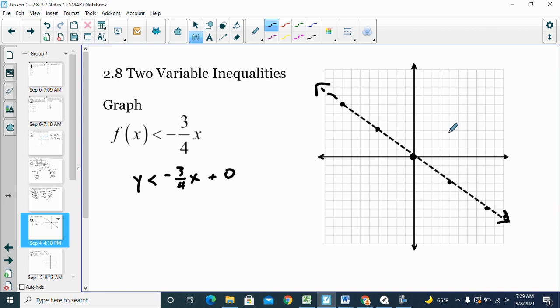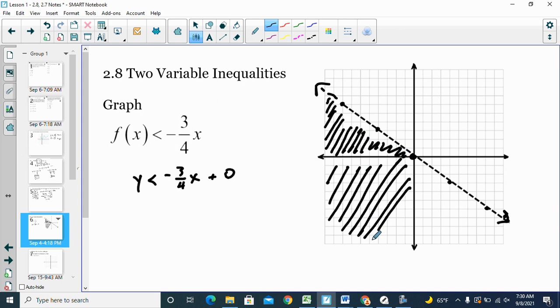And then we need to figure out which way to shade. If the y is by itself, and in this case it is, the easiest way to do it is to think through y is less than the line. I want to shade in the y values less than the line, which would be the ones down here. This only works if y is by itself. If y is not by itself, you can't do it that way.